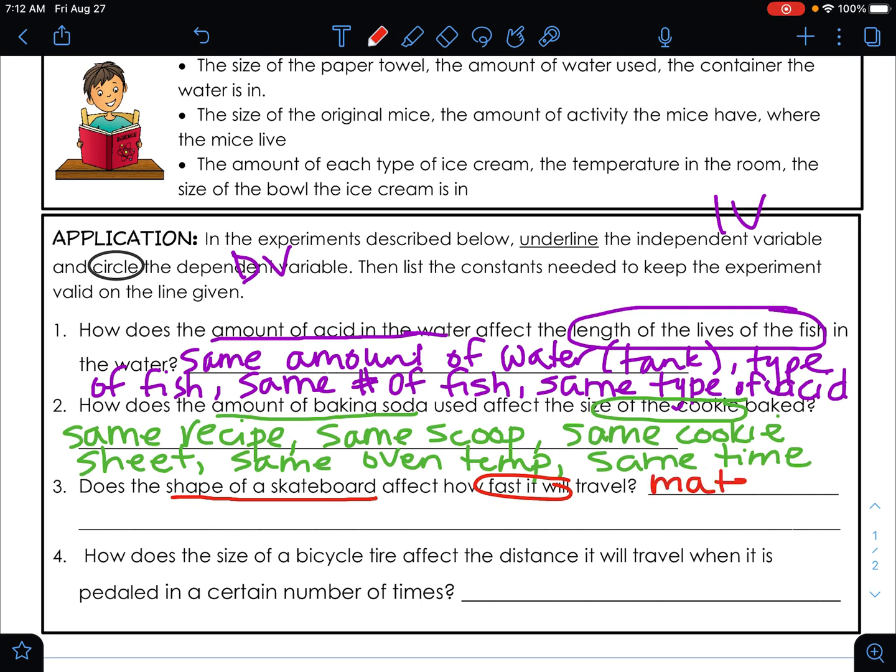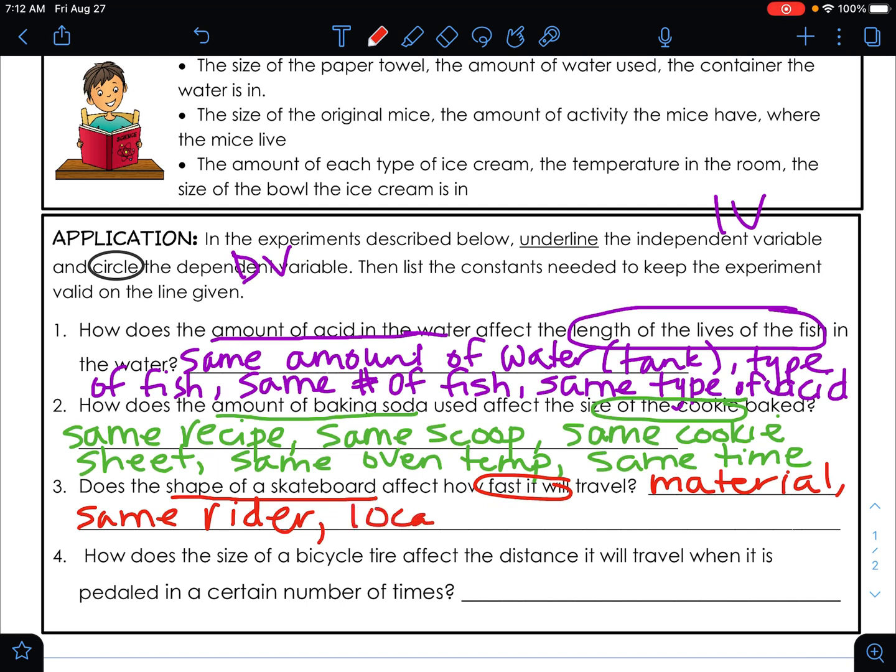We need to have the same material that the skateboard is made out of, okay? Because we can't change the type of material and also the shape of the skateboard, because we're not going to know, well, which one was it? Was it the shape or was it the material? So you can only isolate one variable at a time. So you have to have the same material. We need to have the same rider, so that rider has the same push-off and the same technique in riding that skateboard.